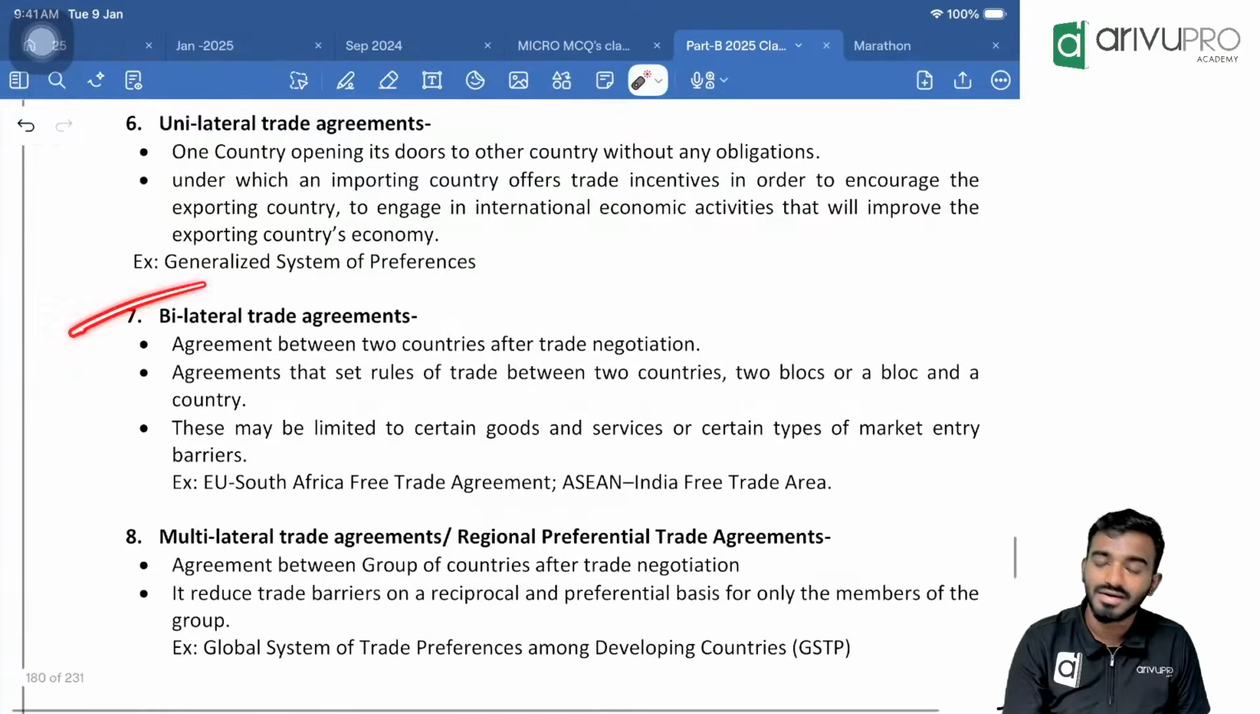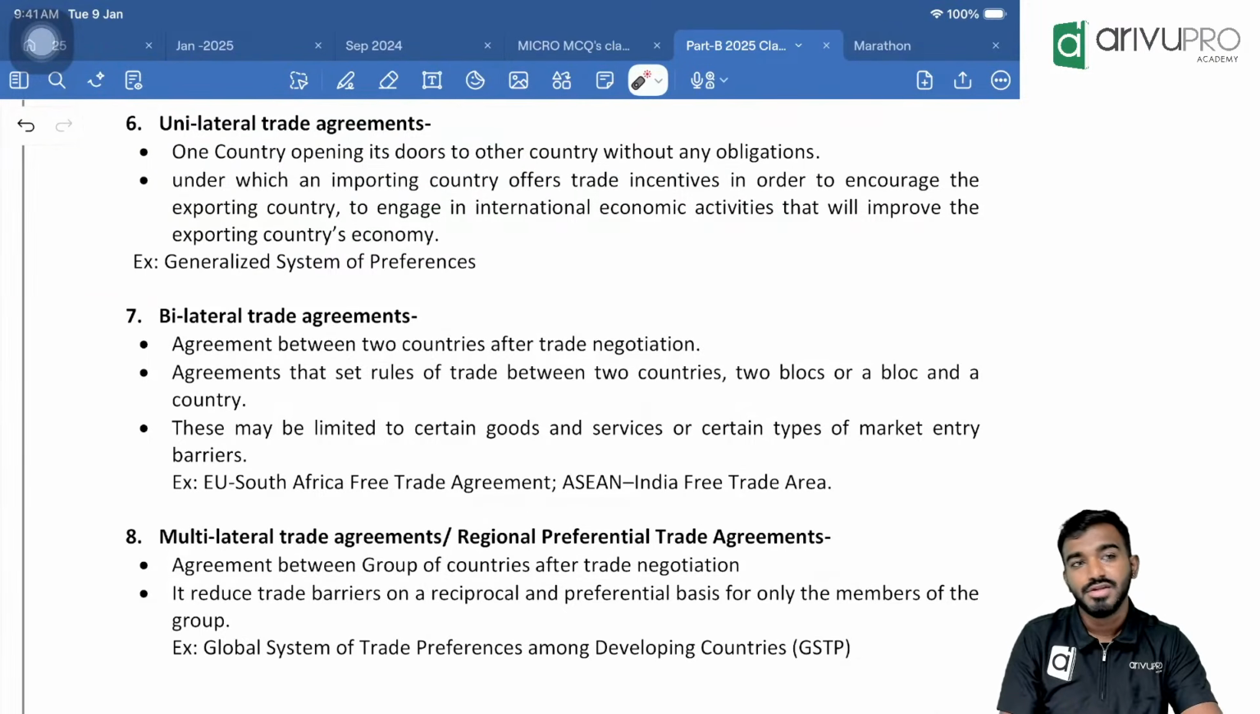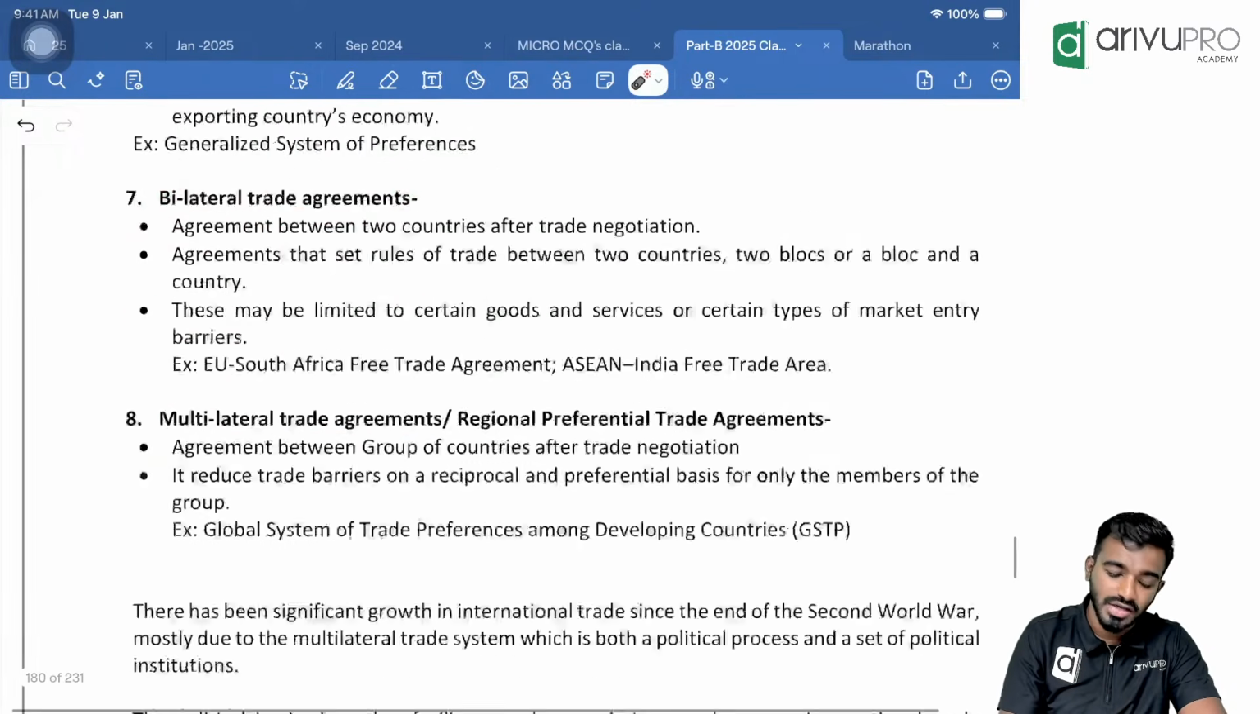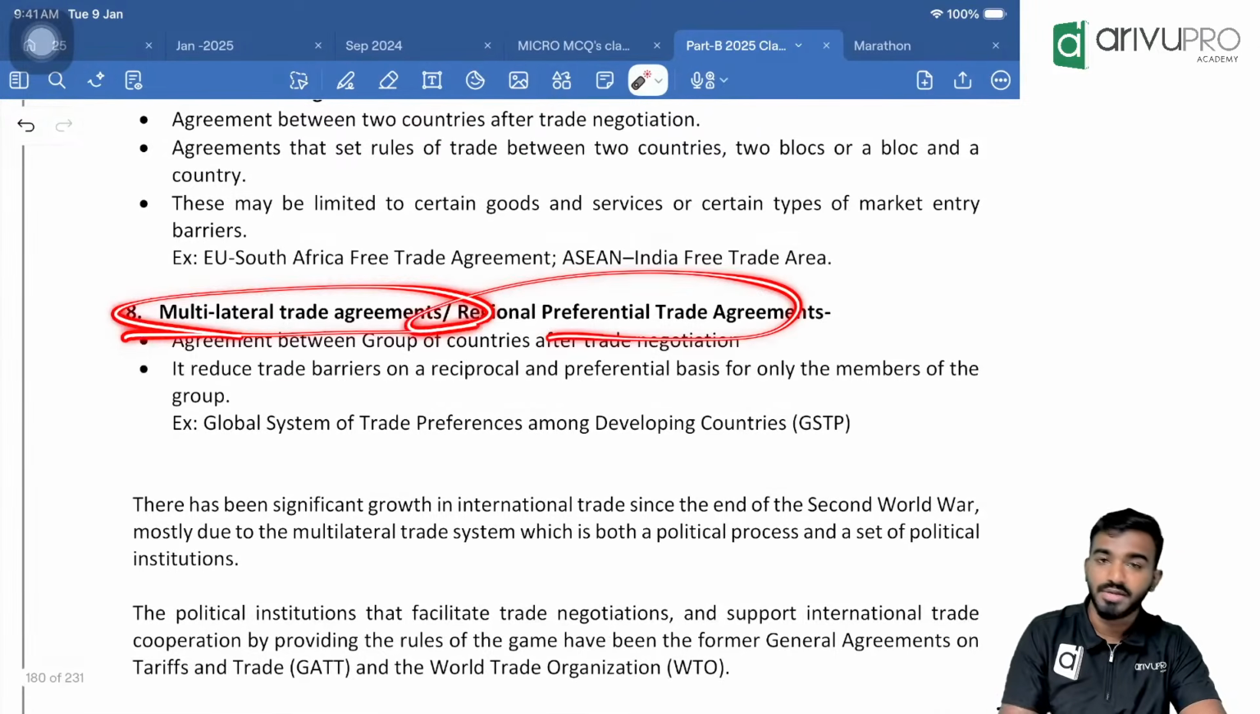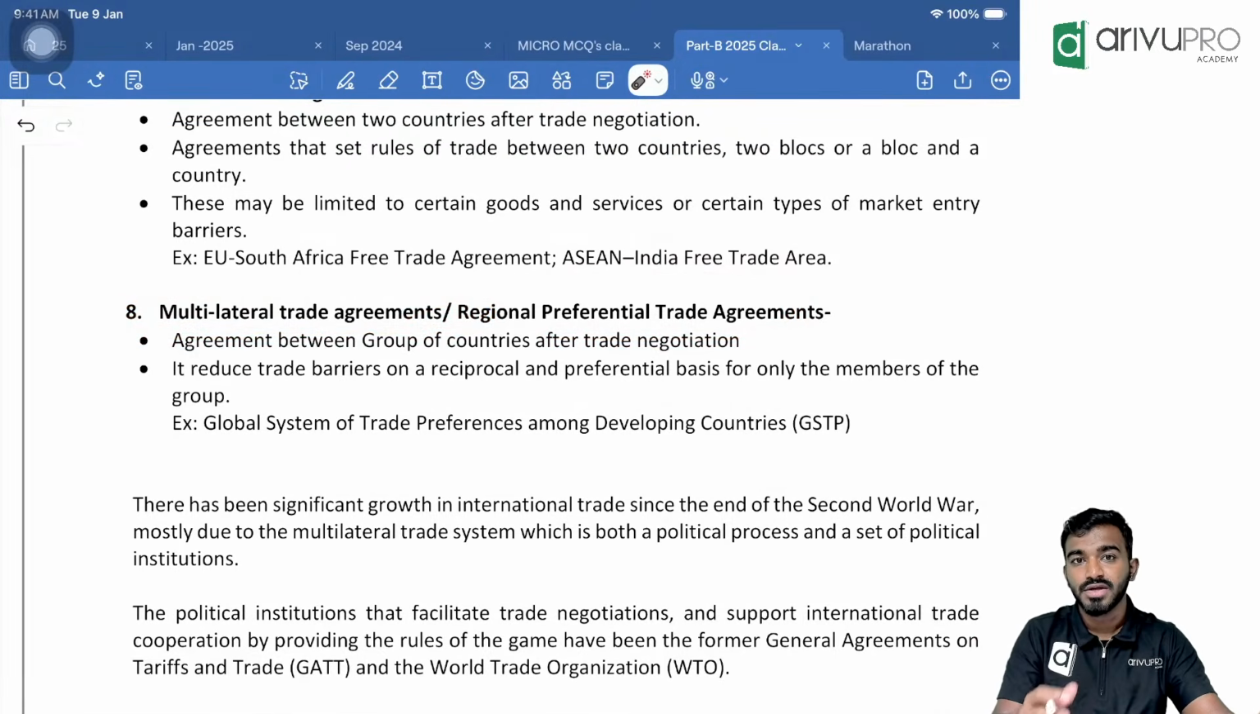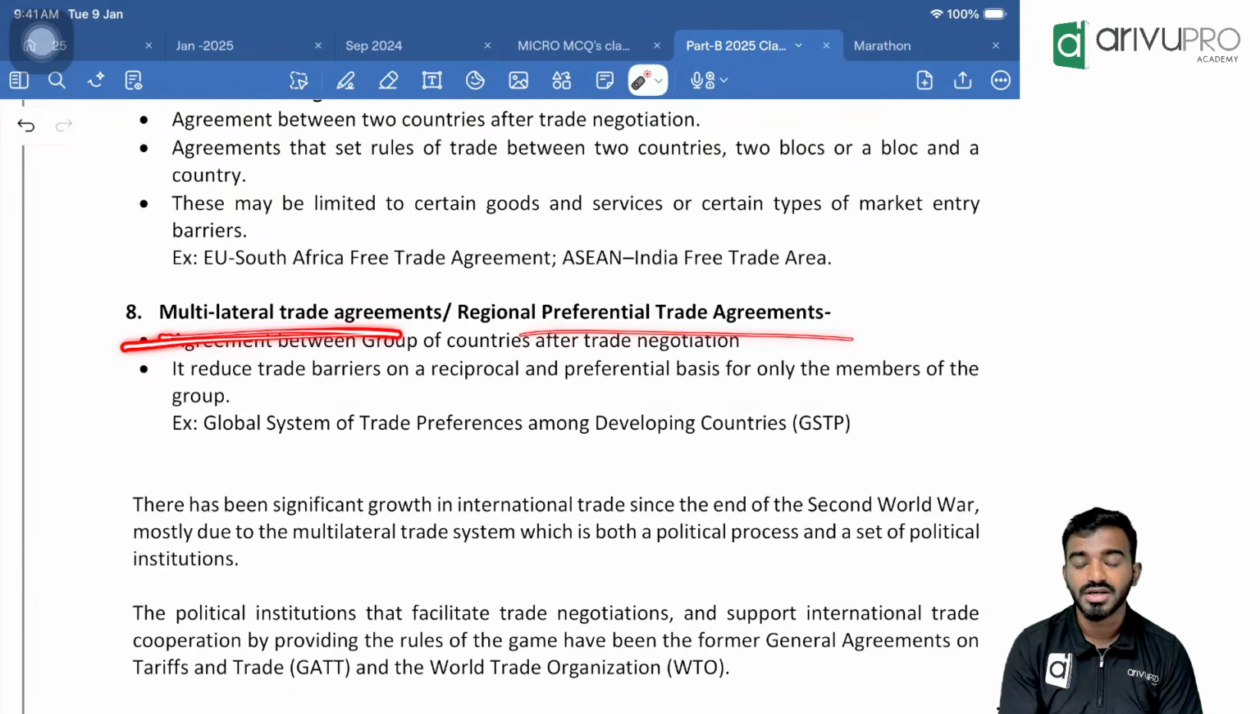Next comes a bilateral trade agreement between two countries. Now India enters into a trade agreement with Japan. Japan has its own rules and regulations, and India has its own rules and regulations. Bilateral agreement. Multilateral is between a group of countries, a group of nations like Middle East nations or European nations. When there is an agreement between a group of countries, that is called a multilateral agreement.